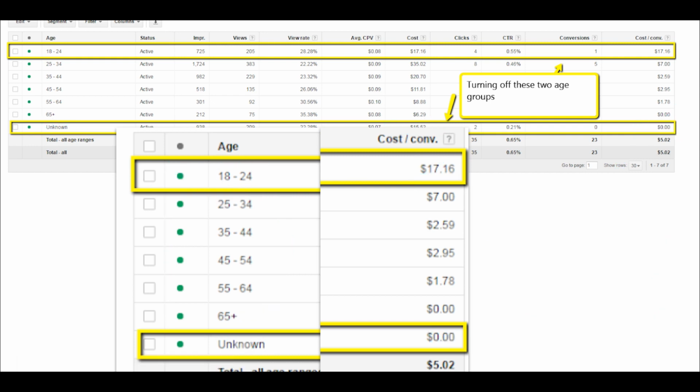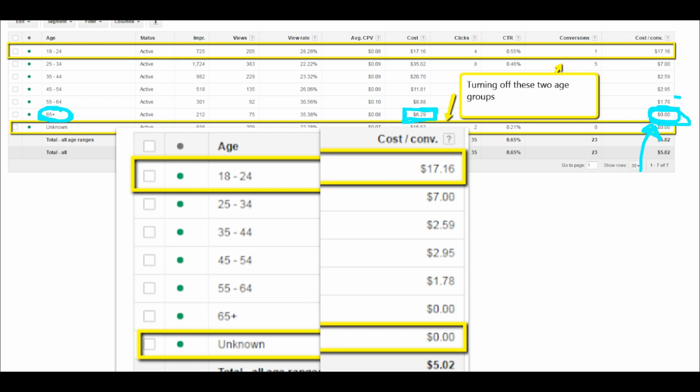Now what you may notice here if you zoom in is that with people 65 and over, I haven't made any conversions. They haven't entered in any email addresses. But the reason I'm not turning this age range off yet is because I haven't spent enough money with that group yet. I've only spent a couple bucks, so I'm going to wait for more data to come in before I decide to turn off this entire age group.